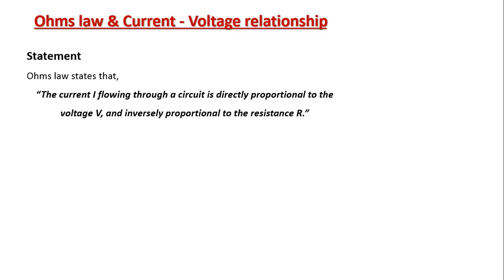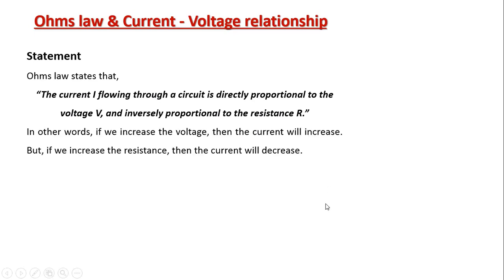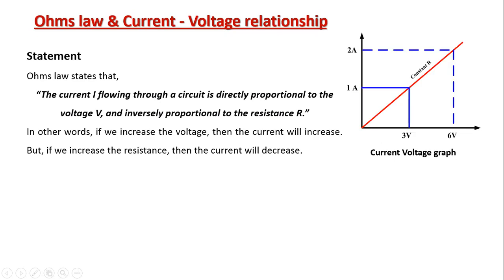The more the resistance in your circuit, the less the current. The more the voltage, the more the current. The more the resistance, the less the current. So there is a directly proportional and an inversely proportional relationship of current with the voltage and resistance. In other words, if we increase the voltage, the current will increase, but if we increase the resistance, the current will decrease. Here is a current-voltage graph in which we have two axes.